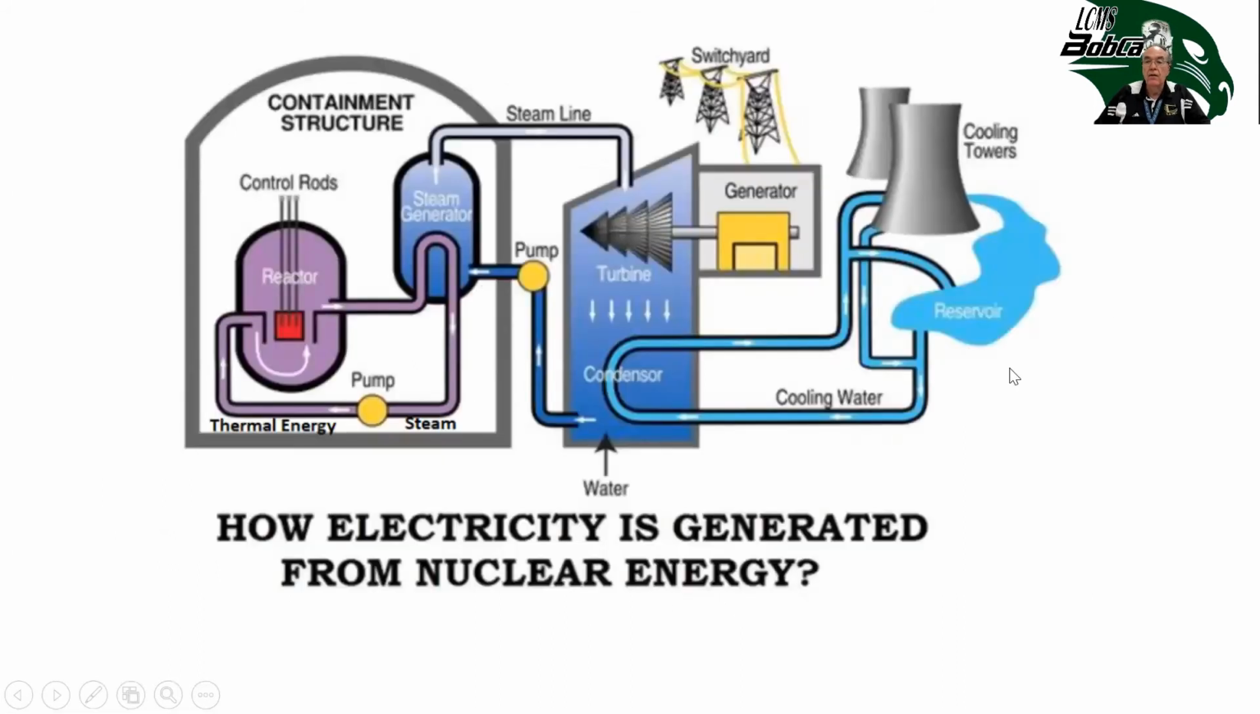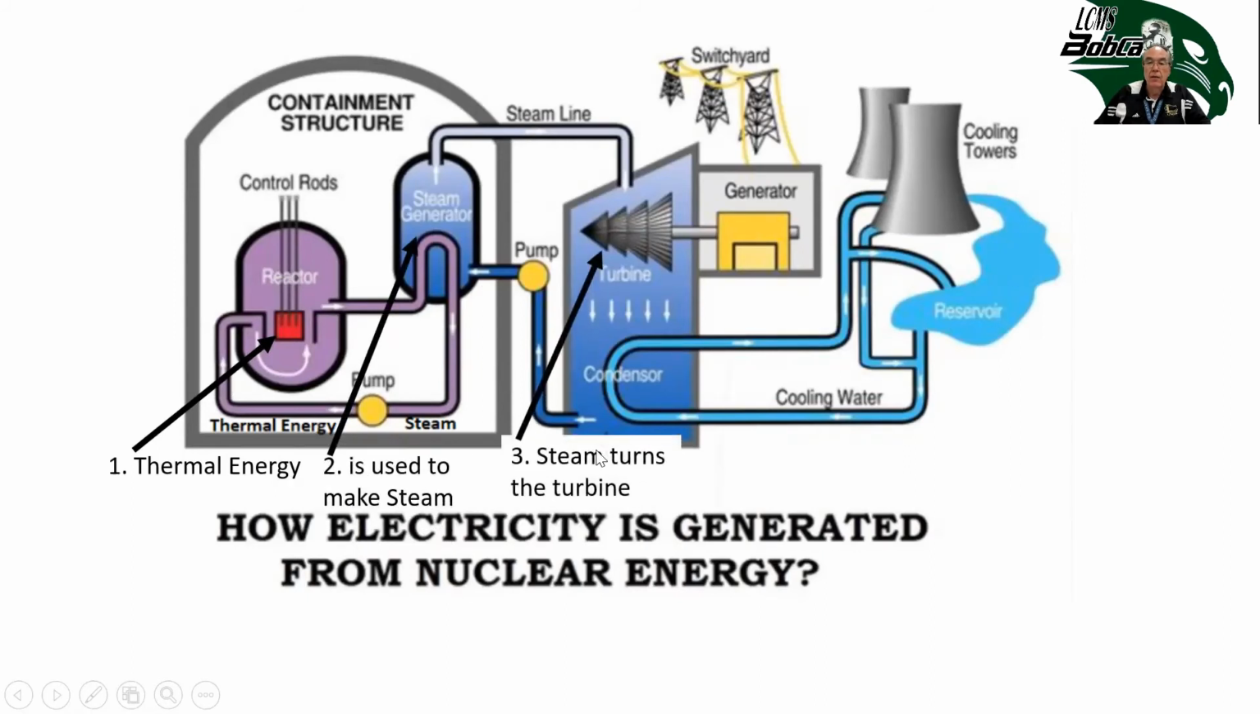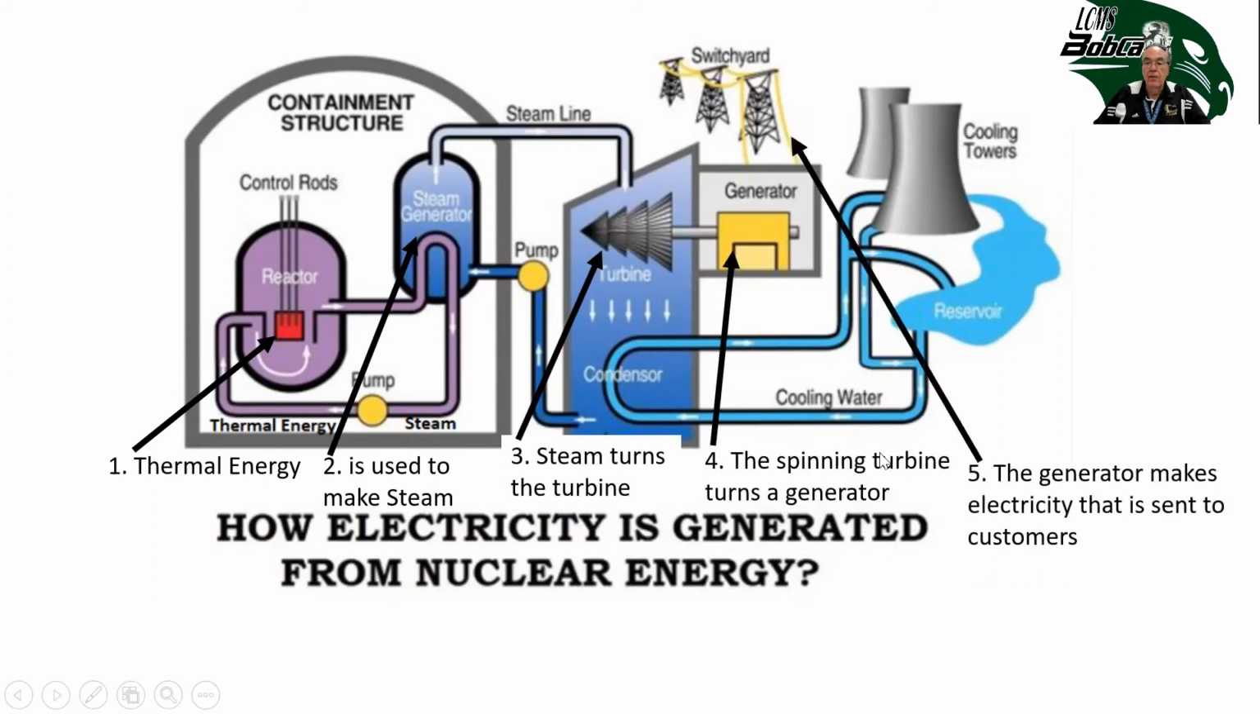Okay, so let's go over the steps here in a nuclear power plant. We split the atom to get a source of thermal energy. Thermal energy is used to produce steam. The steam is used to spin the turbine. The turbine is used to spin the generator. The generator produces the electricity and it's sent out to the customers.